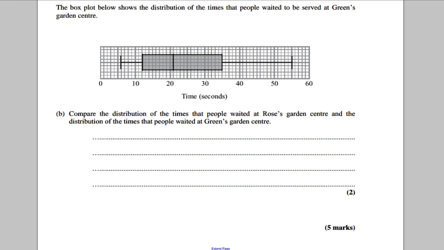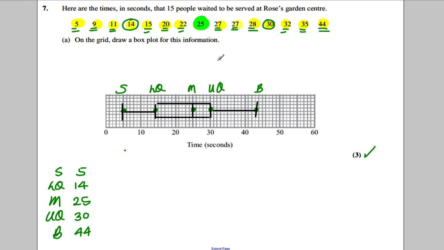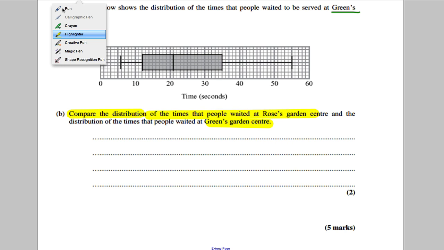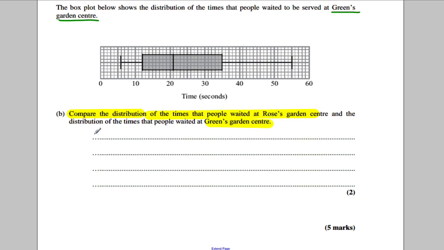Then it says the box plot shows the distribution of times people waited at Green's Garden Centre. So we previously drew the box plot for Rose's Garden Centre, and now they've drawn it for Green's. And they've said, look at this, the classic phrase I said would come up: compare the distribution of times people waited at Rose's versus the ones they waited at Green's. 2 things you've got to say. I'm going to put 1 and 2 just so you know that you write them in different sentences.